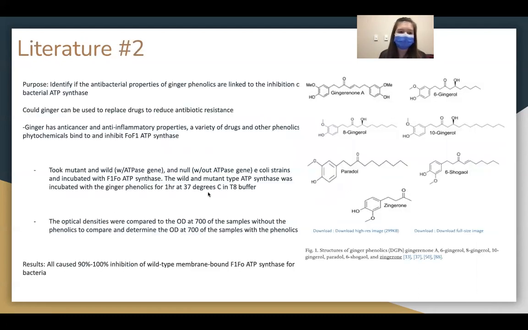In my literature, I found a paper that was trying to identify if antibacterial properties of ginger phenolics are linked to the inhibition of bacterial ATP synthase. Phenolics are just different structures, like different types of ginger, which are listed at the right. It's known for its anti-cancer and anti-inflammatory properties, and a variety of drugs or other phenolics are proven to bind and inhibit F0, F1 ATP synthase. So they want to see if these ones would do the same.